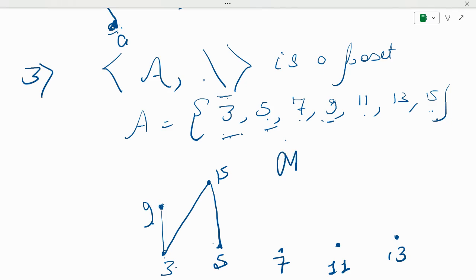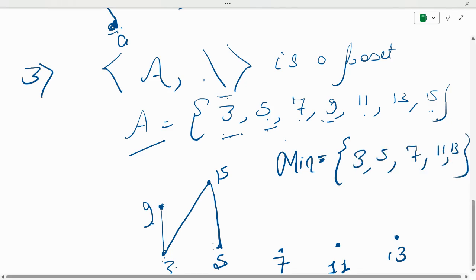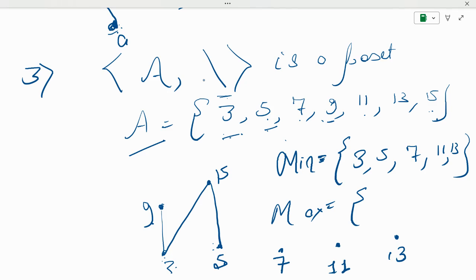Now if we have to find here the minimal element, so minimal consists of those elements belonging to set A such that there is no x that is associated with these elements. Like these elements are not covering any other element. So minimal includes 3, 5, 7, 11, and 13. And what is the maximal here? So maximal is 9, of course, and 15.